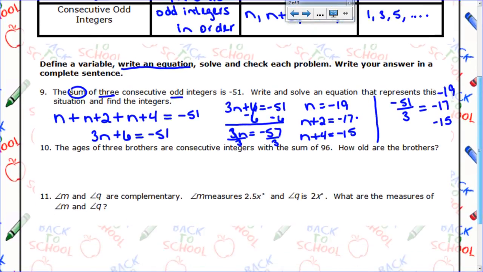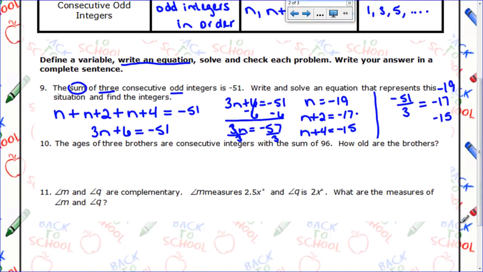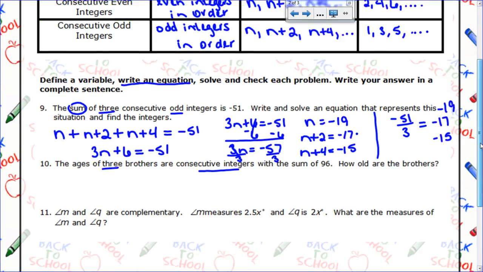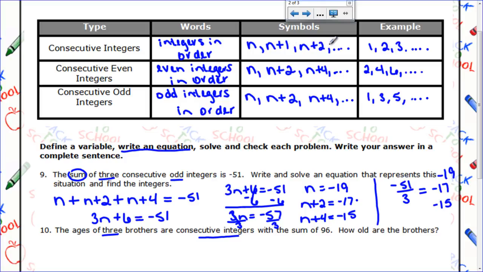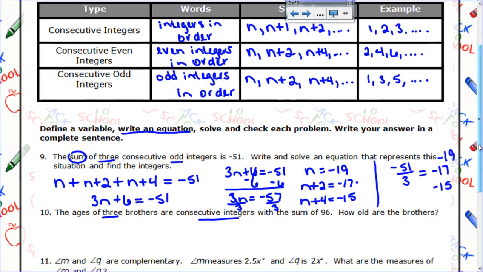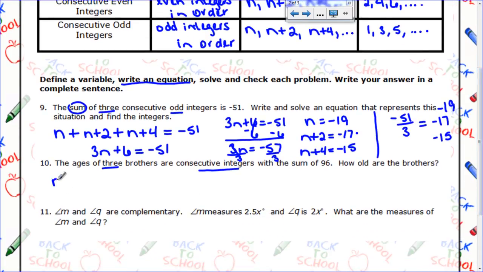So number 10, another consecutive integer problem. It says the ages of 3 brothers are consecutive integers. These are just regular consecutive integers with the sum of 96. I have 3 of them, and they're just regular consecutive integers, so it's the first line in my table. So I have 3 brothers. The first one is n. The second one will be n plus 1. And the third one will be n plus 2. And I'm adding them because it tells me there's a sum of 96.